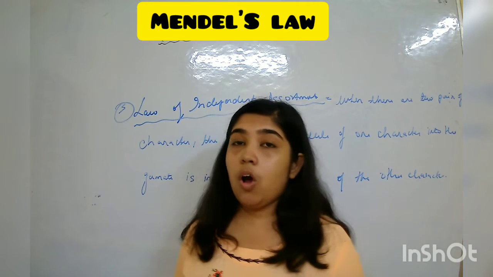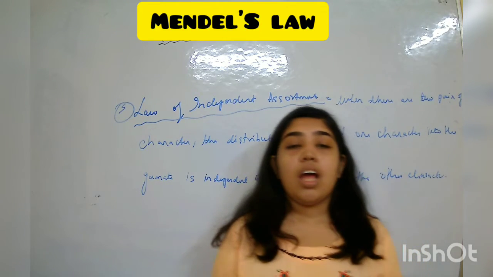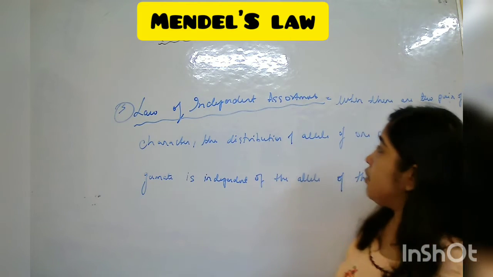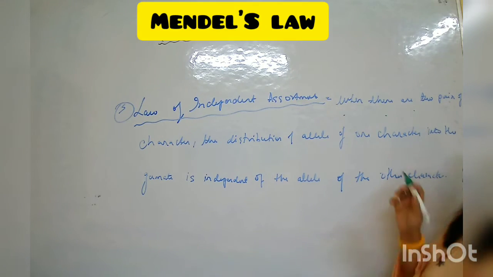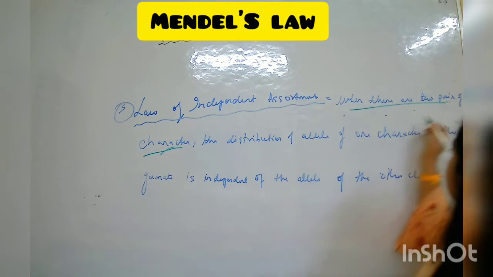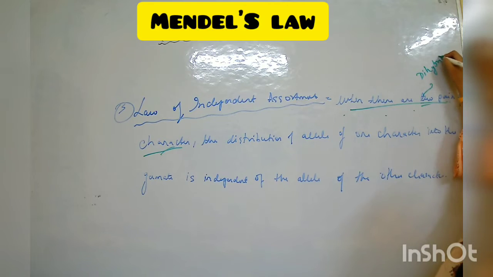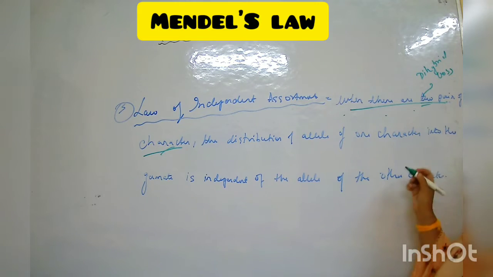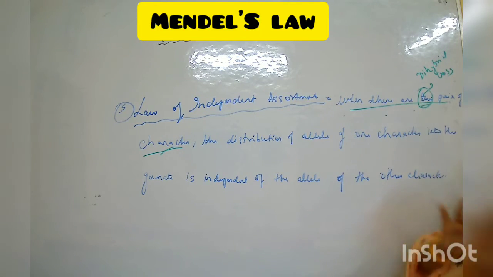So the law of independent assortment is about the dihybrid cross. The F1 generation of the dihybrid cross. See what is written now: when there are two pair of characters. What does this line mean? Two pair of characters. Whenever I say two, what type of cross are we talking about? Dihybrid cross. So this law is based on dihybrid, because it is when there are two pair of characters. Understand this much? Okay.